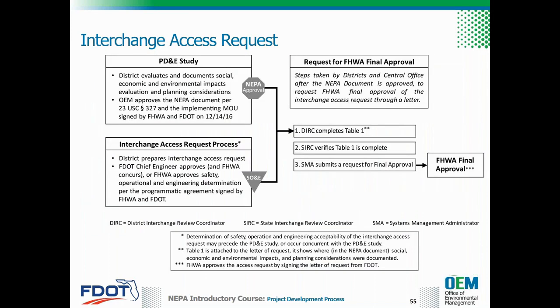This process map shows the interchange access request two main parts. FHWA's policy on access to the interstate system focuses on the technical feasibility of access request proposals in support of the FHWA's determination of SONE acceptability. To streamline project reviews, the policy requires environmental impacts evaluation and planning considerations of IAR proposals be addressed through the NEPA review process.